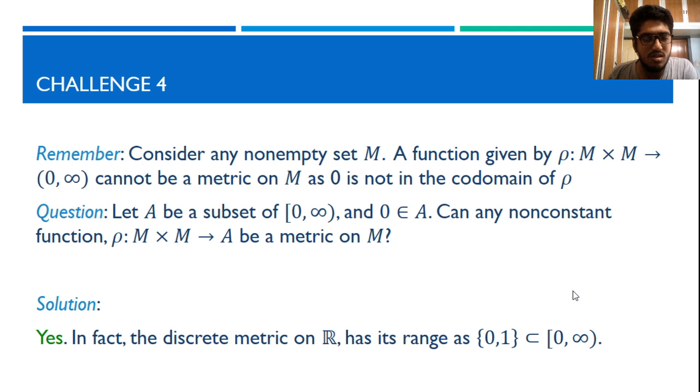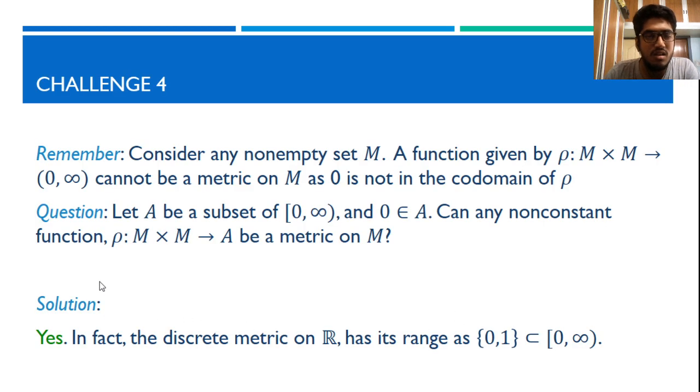So, for example, discrete metric here. Discrete metric works, but not all non-constant functions work. I'm sorry, I've typed it wrong. Yes, that's true. I've typed it wrong actually. The answer is no in the solution. Yes, that's true, Bijal. If A is equal to singleton 0, that's the only thing which is assured here. Then again, as we pointed out earlier, it won't be a metric on M.